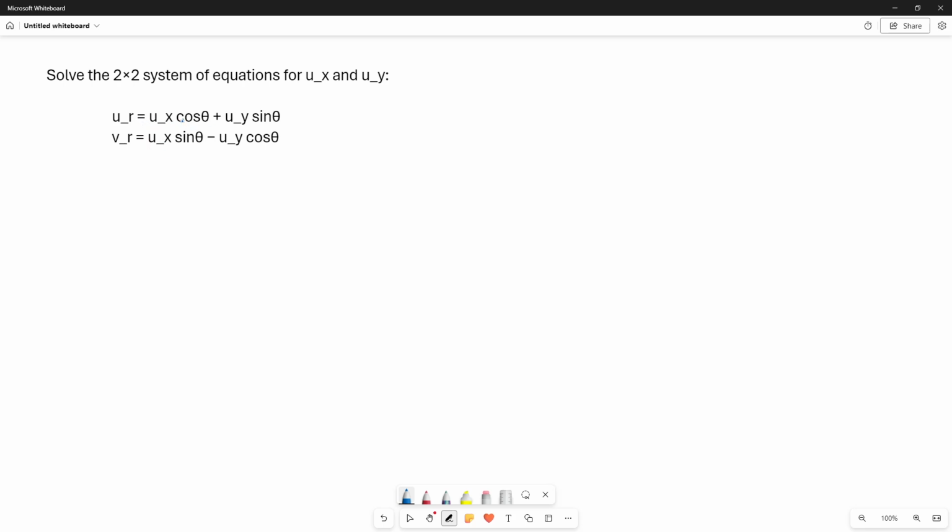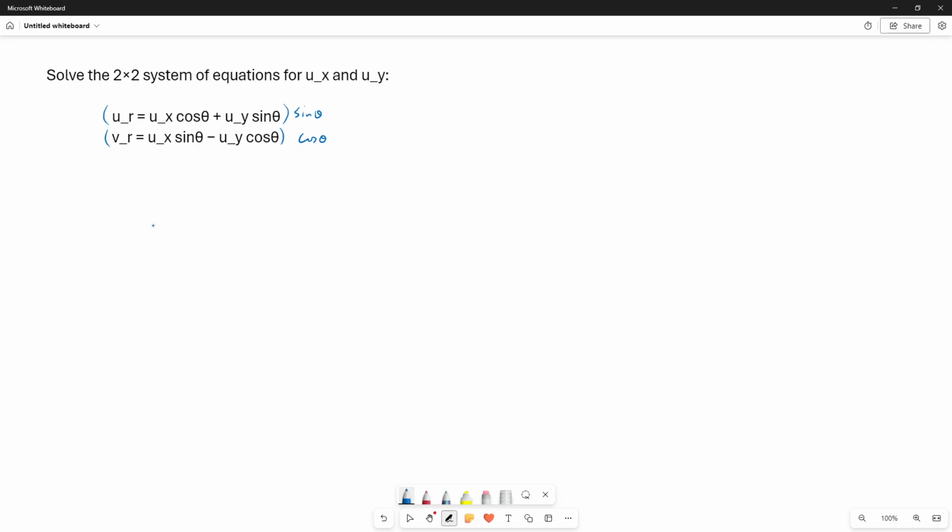So first what we'll do is we'll multiply the top equation by sine theta and we'll multiply the bottom equation by cosine theta. And that way we will have the exact same first term on the right hand side of both equations. Both equations will have u sub x cosine theta sine theta.